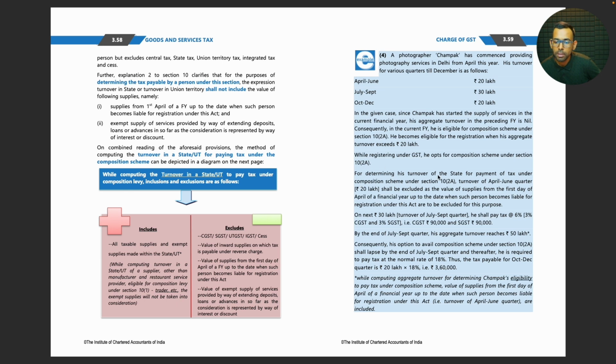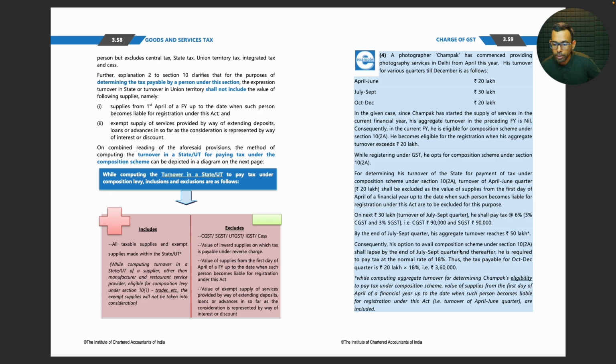For determining his turnover of the state for payment of tax under composition scheme under section 10(2)(a), turnover from April to June period shall be excluded, as the value of supplies from the first day of April of a financial year up to the date he becomes liable for registration is to be excluded for this purpose. On the next 30 lakhs turnover he shall pay tax at 6%. By the end of July to September quarter, his aggregate turnover reaches 50 lakhs.